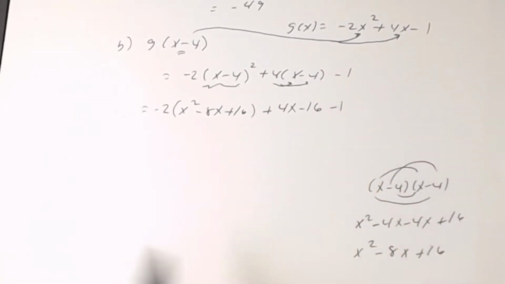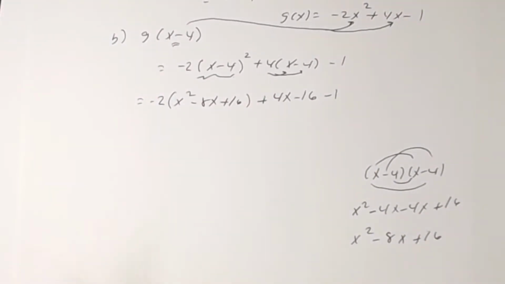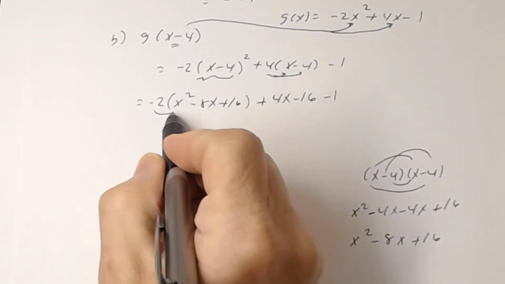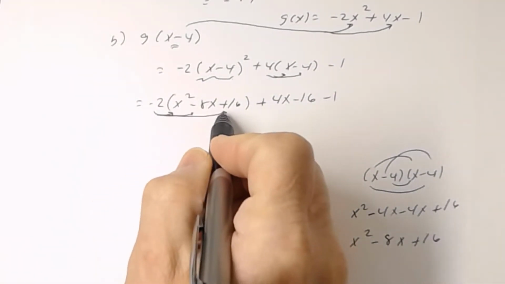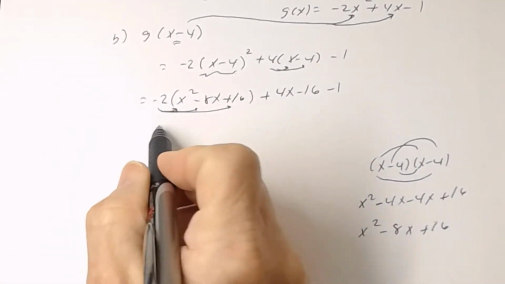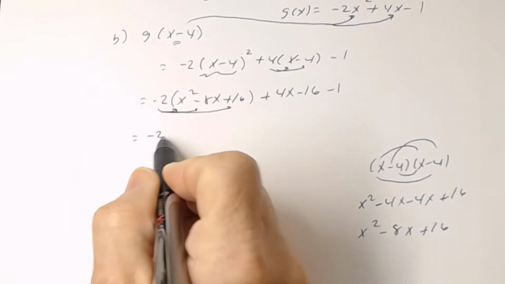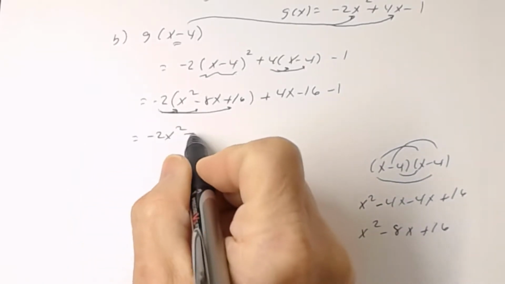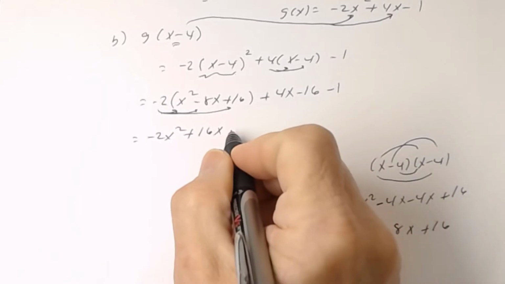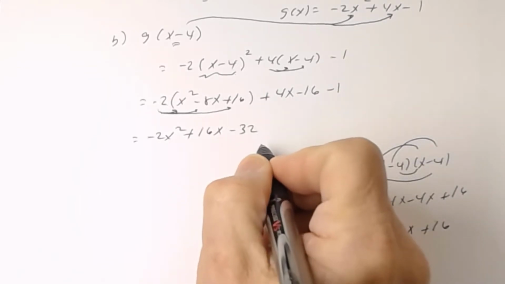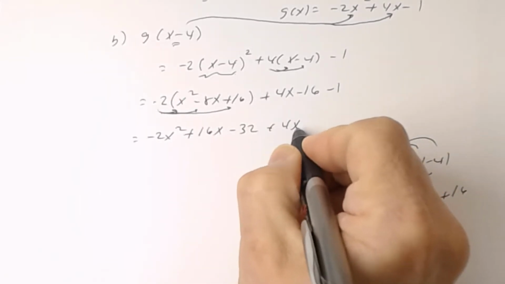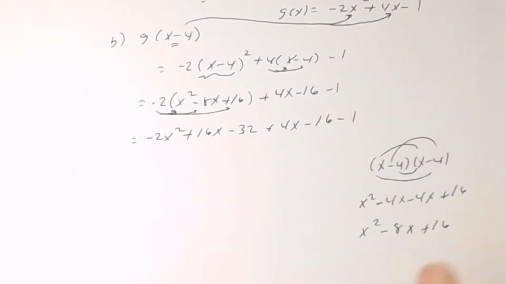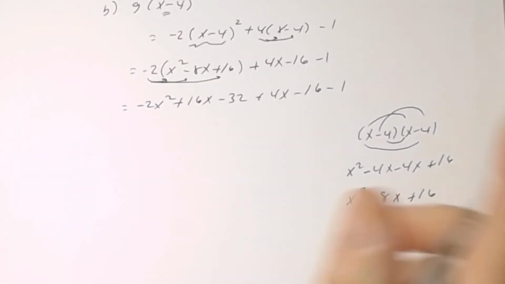And then minus 1. Now, can I combine like terms right now? No, because I can use the distributive property in that first one as well. So what does that become? Negative 2x squared plus 16x minus 32, and then plus 4x minus 16 minus 1. And now what's your answer?